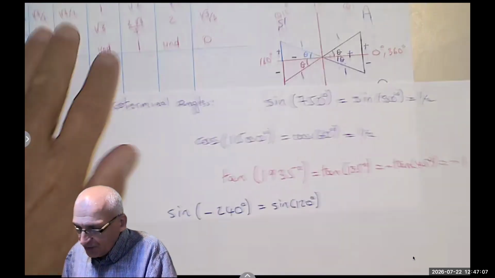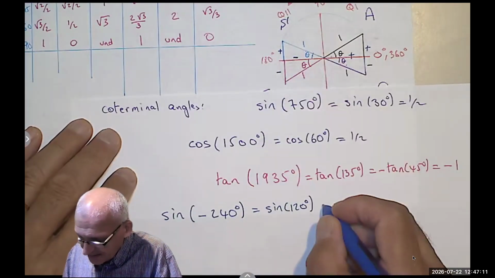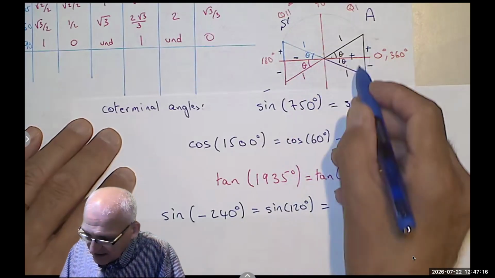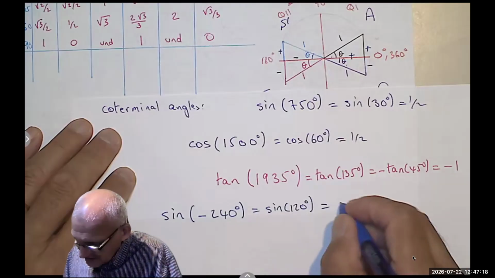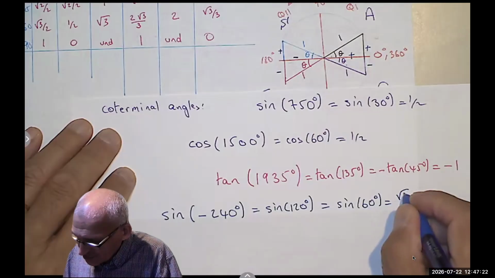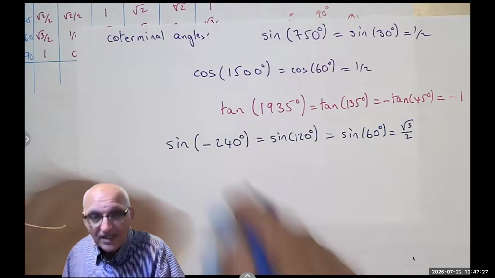Sine 120: we are in the second quadrant because it's between 90 and 180, so that's positive. And 180 minus 120 is 60. So this is sine 60, and sine 60 is √3/2. Let's take another one because I told you we have to add one.